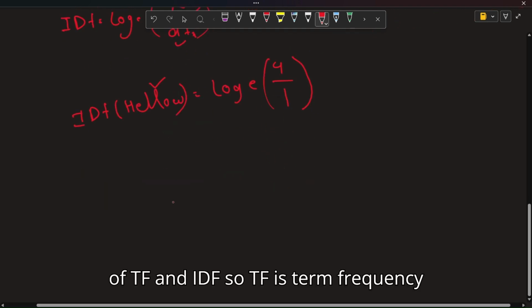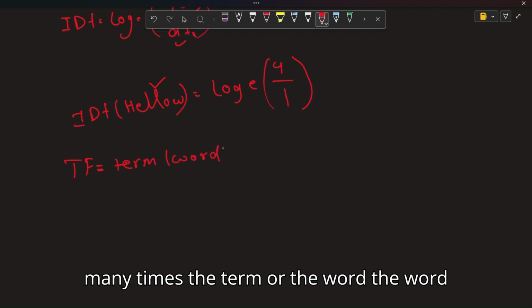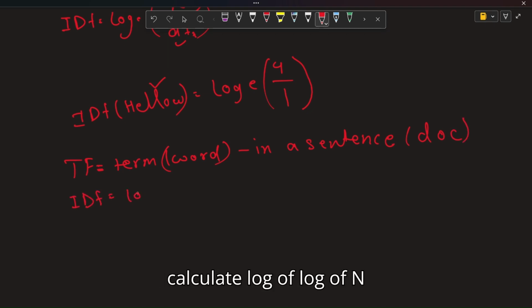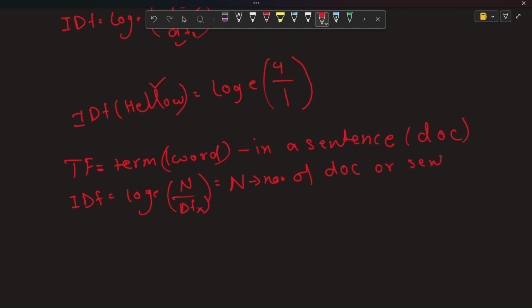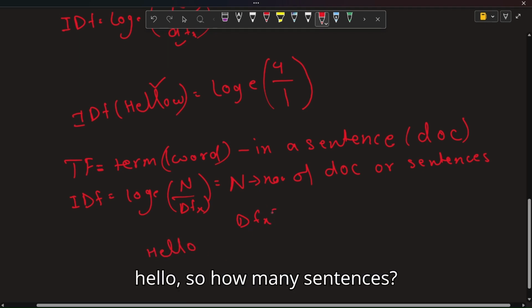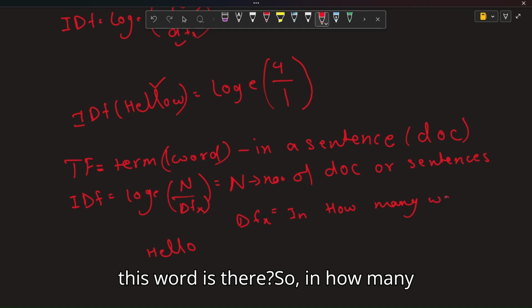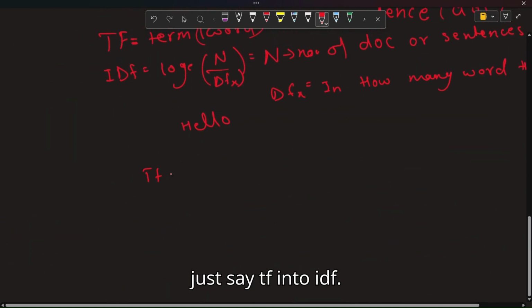Now let's take a recap of TF and IDF. TF is term frequency, which means how many times the word is occurring in a sentence or document. IDF means we have to calculate the log of n upon dfx. This n means the number of documents or sentences in the data. And dfx means, if we are calculating it for hello, in how many sentences this word is occurring. So this was the formula of TF-IDF. In total we just say TF into IDF.